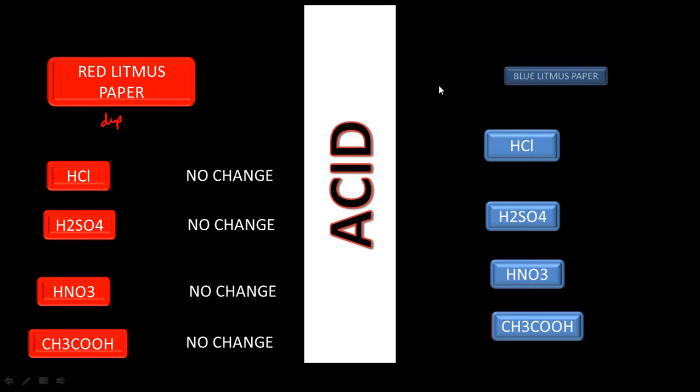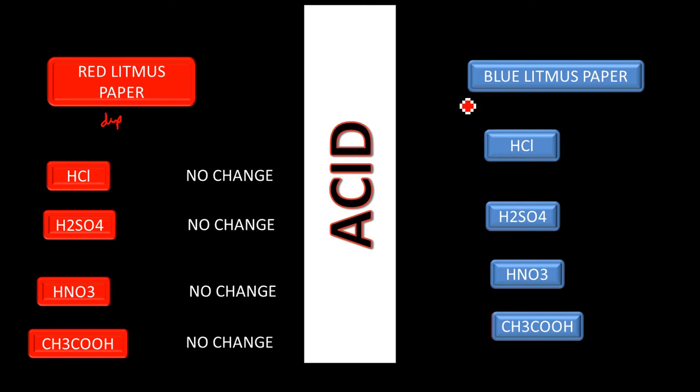Suppose a blue litmus paper is dipped into acids, what happens? Let us see. When we dip blue litmus in HCl, it turns red, and sulfuric acid also turns it red. In HNO3, the blue litmus turns red. In acetic acid, the blue litmus paper turns red. So, acids turn blue litmus into red.